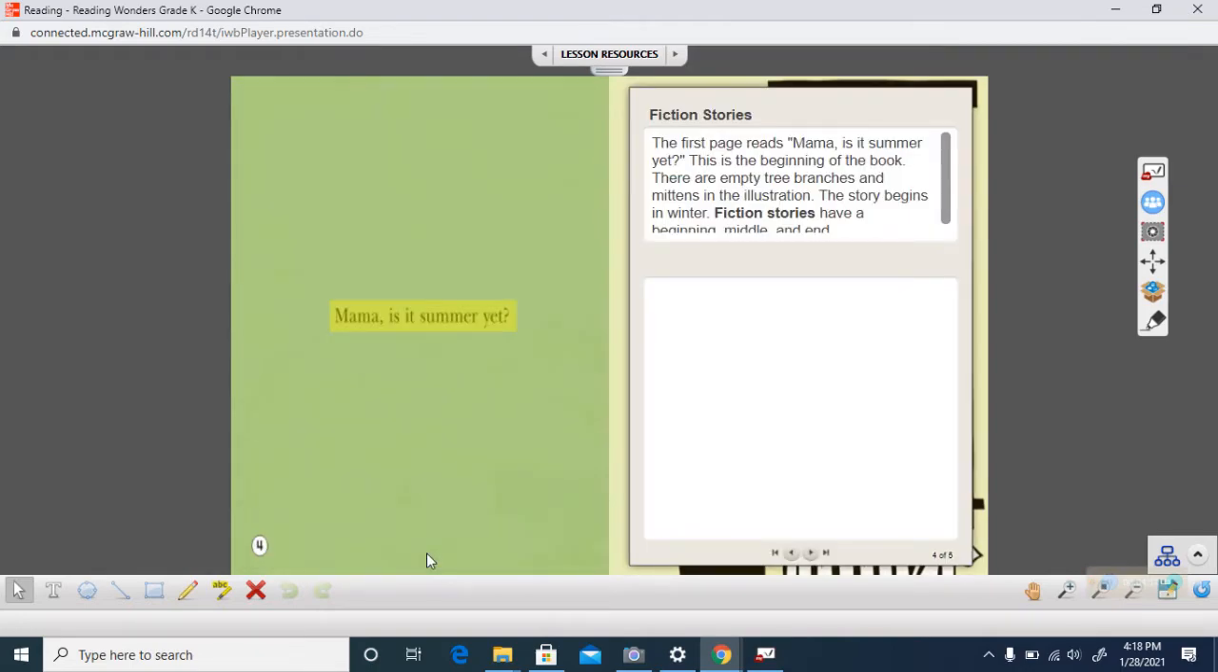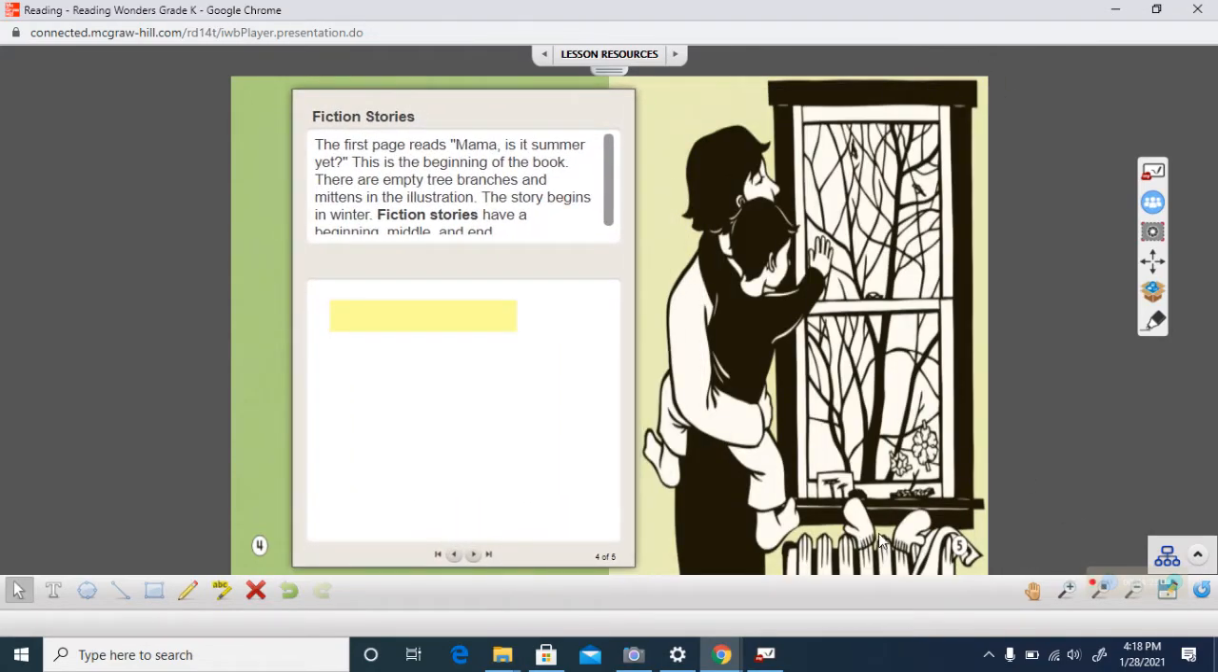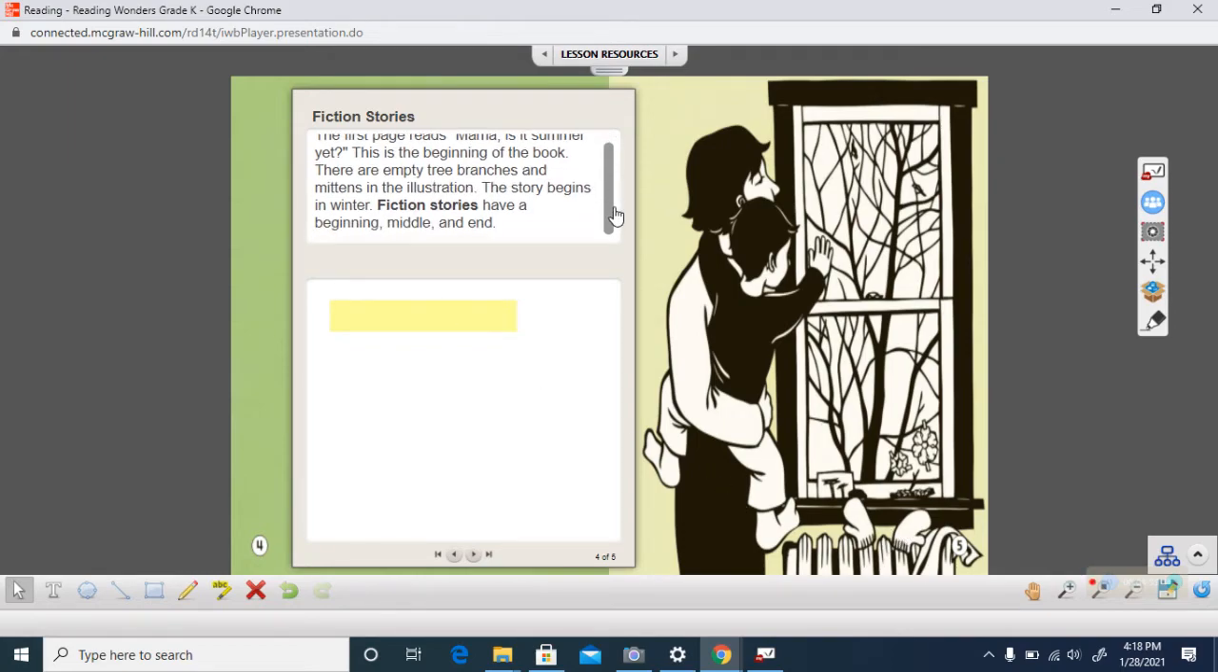The first page reads, Mama, is it summer yet? This is the beginning of the book. There are empty tree branches and mittens over here in the illustration. And the story begins in winter. Fiction stories have a beginning, a middle, and an end. So this is the beginning.